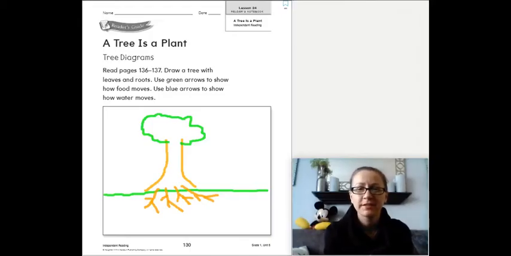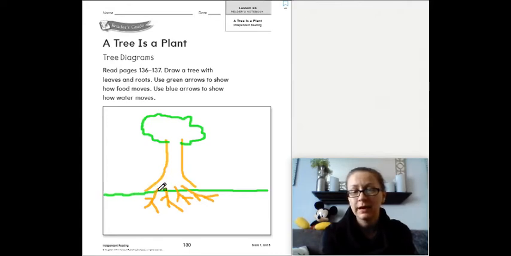Okay, so the very first thing that you need to do on this page is to draw yourself a picture of a tree. I went ahead and did that ahead of time because it took me a little bit longer to draw this picture. So if you want to press pause to give yourself time to draw your picture of your tree, you may. Please make sure that your tree includes roots. So you'll have to start your tree about a third of the way up the page.